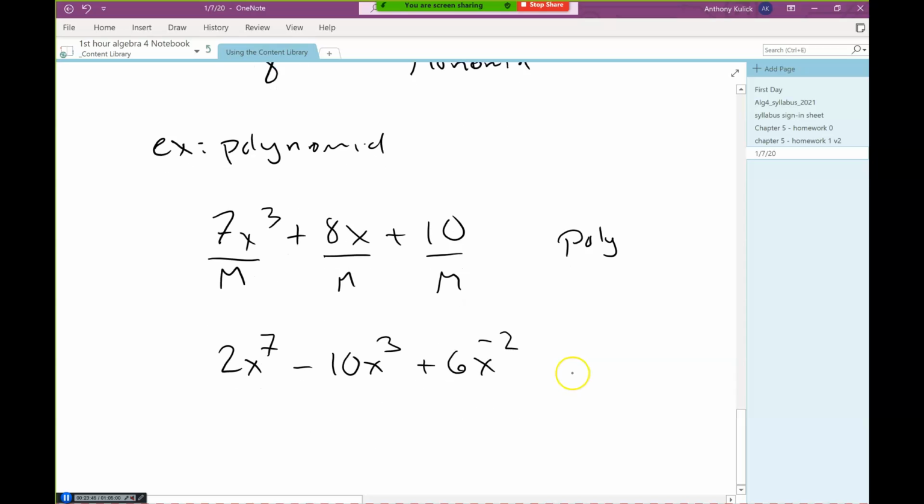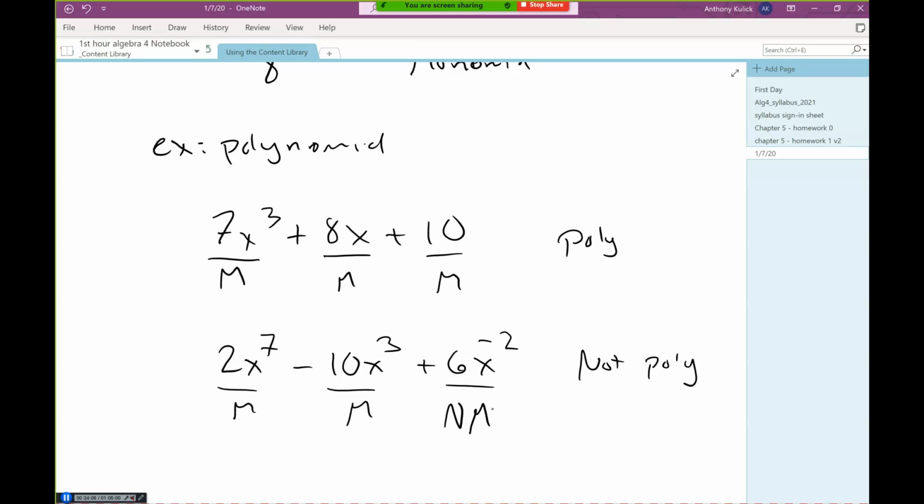So this guy is not a polynomial. The first term is a monomial. The second term is a monomial. But that third piece is not a monomial because the exponent on that variable is negative. So it can't be a polynomial if all of its pieces are not monomials. Everybody okay with that? Okay.